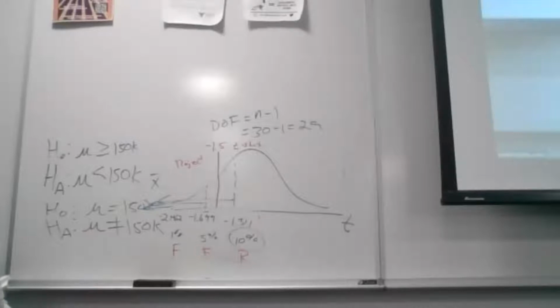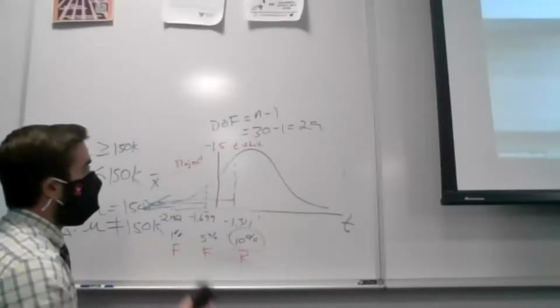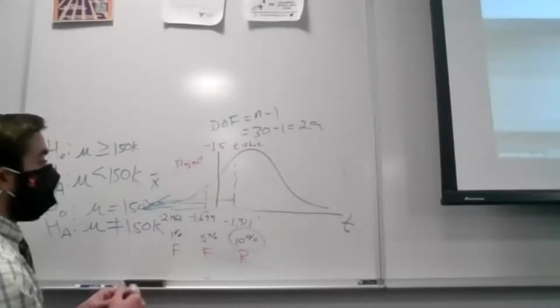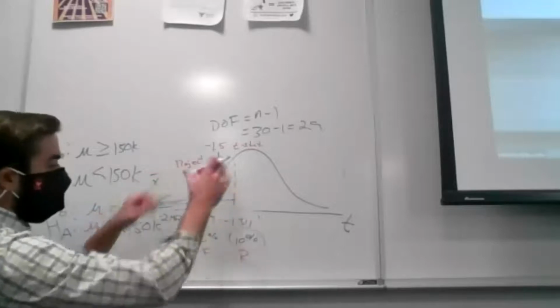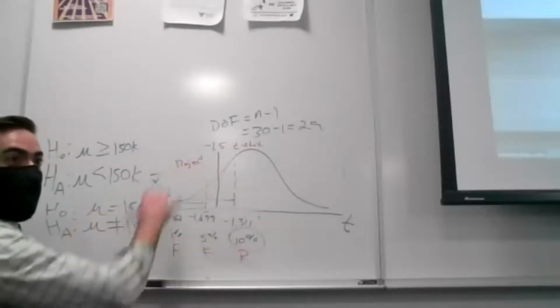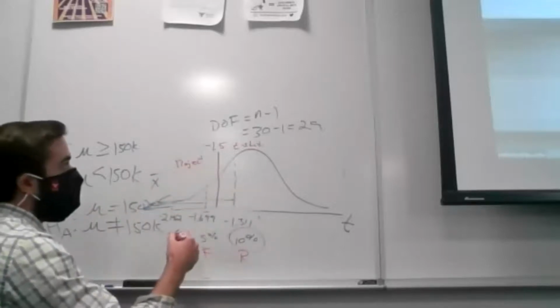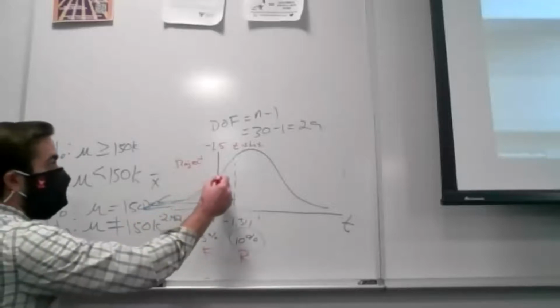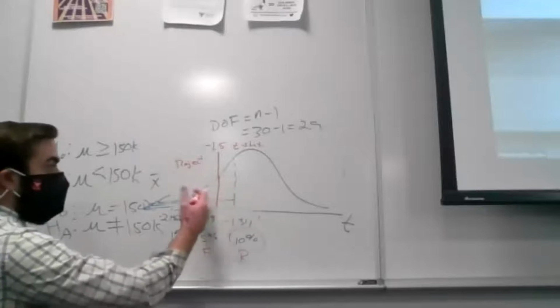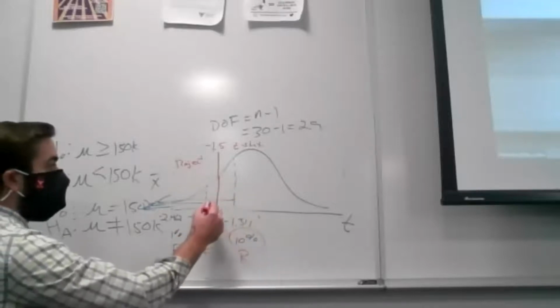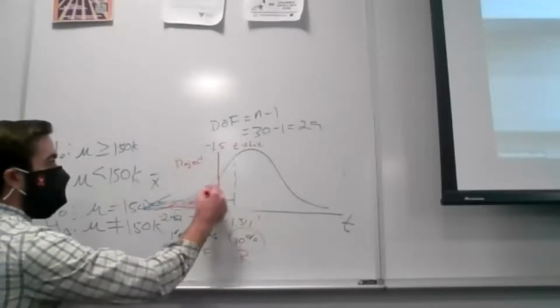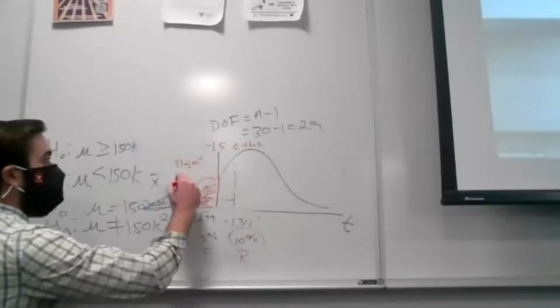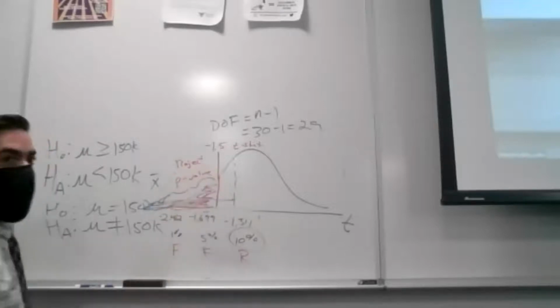Now that's using the critical value approach. What other approach could I have used? The p-value. So what would that have looked like? I'm going to leave this up here in case people are writing, but I could get rid of all this critical value stuff. The p-value is just the probability that I saw something that far away from the assumed true mean, or any further. So this entire red area would be my p-value.